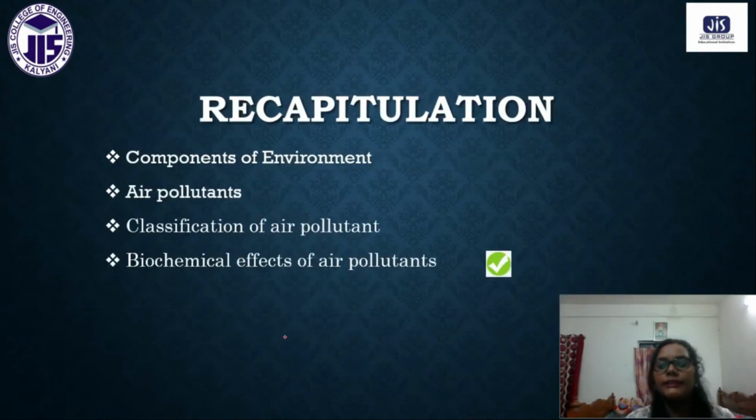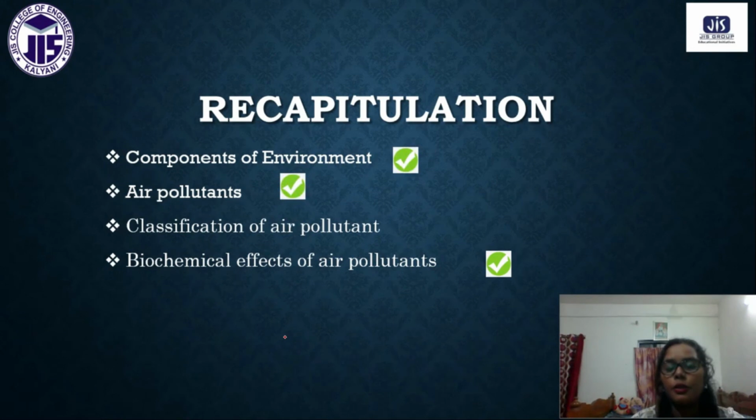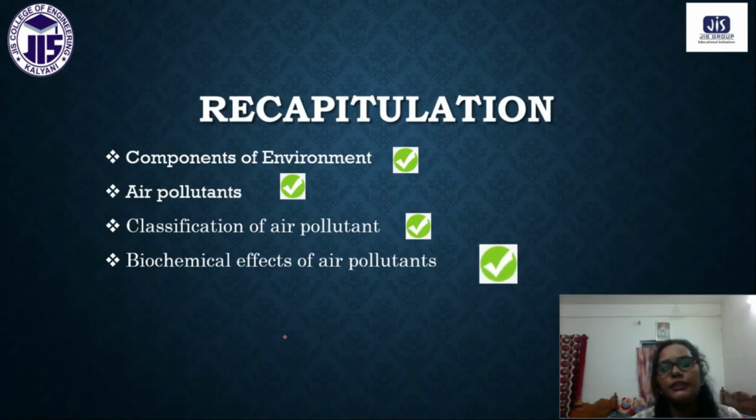So this is a recapitulation of whatever we have discussed in our class: the components of environment, the types of air pollutants, and also the biochemical effects of air pollutants.